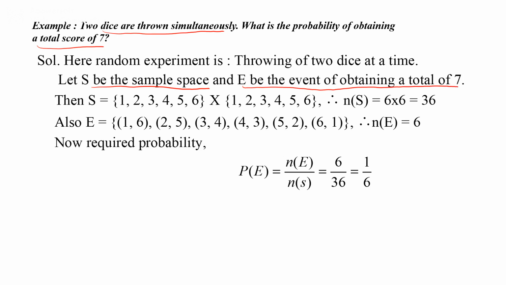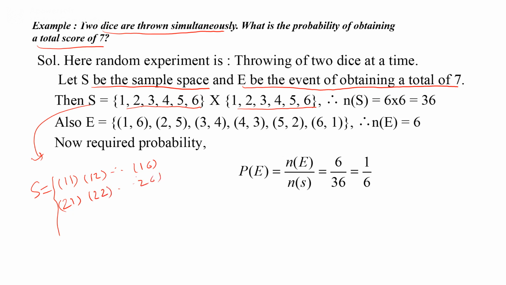So the sample space is what? Two dice, 1 to 6 times 1 to 6. We obtain the ordered pairs (1,1), (1,2) and so on, similarly (1,6), then (2,1) with 2 on the first dice and 1 on the second, and so on up to (2,6), and similarly (6,1) up to (6,6). This is the sample space. In total, how many sample points are there? There are 36 sample points in the sample space.